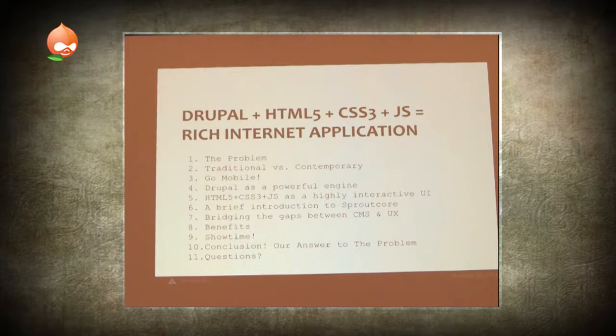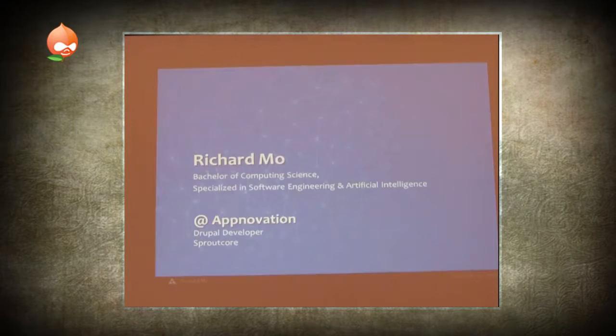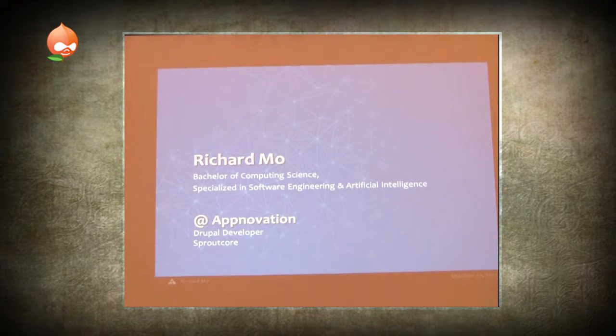Before I go further into my presentation, I would like to take a moment to do an introduction about myself and Application Technologies, the company I work for. My name is Richard. I have a bachelor degree in computing science, specializing in software engineering and artificial intelligence. I work for Application Technologies, whose main office is in Vancouver, Canada. We have some other offices. We just opened an office in the UK, and we have another office here in Atlanta.